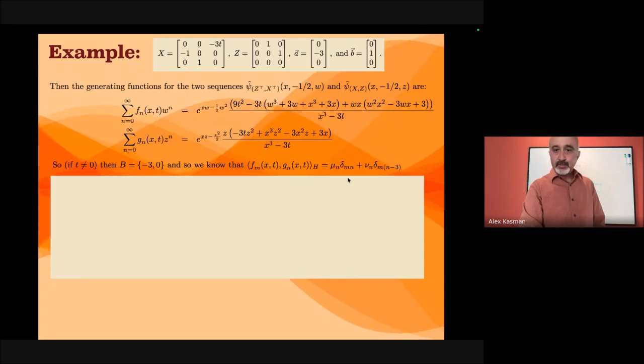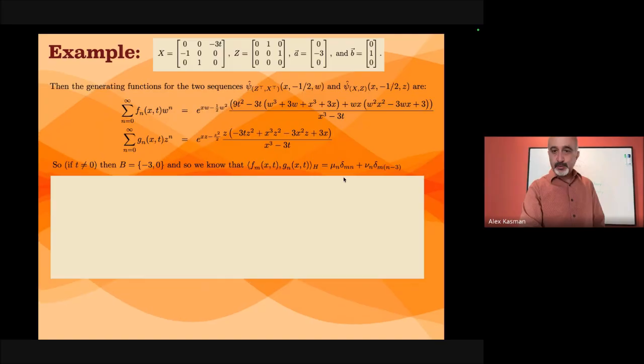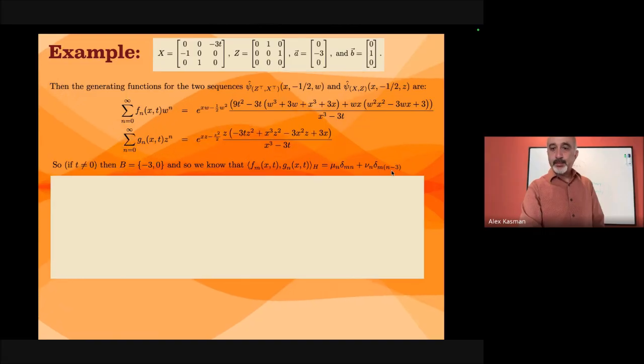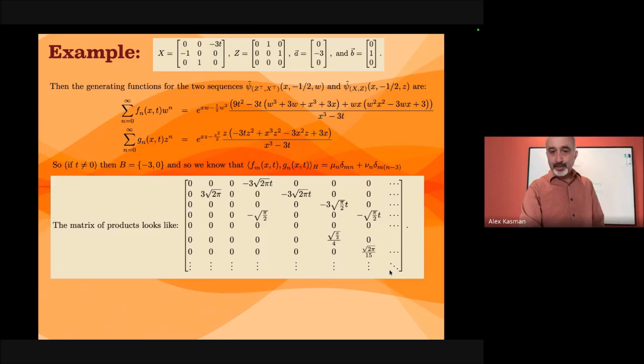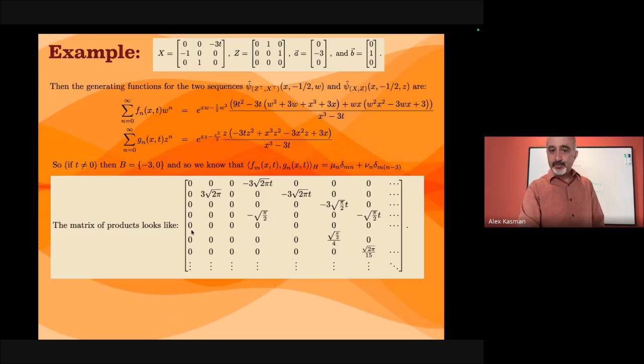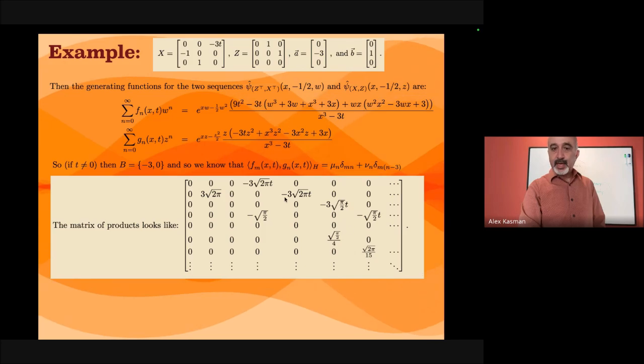That means they're not orthogonal sequences. They're not orthogonal to each other. Their inner product has this delta function at m n, but also a delta function at m n minus 3. It's easy to see if you look at the matrix of inner products. So this inner product for m n is in the mth row and nth column here, and you see there's non-zero numbers on the diagonal and non-zero numbers on the super diagonal.